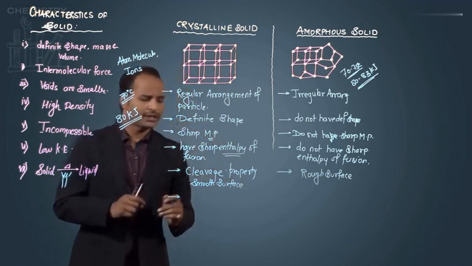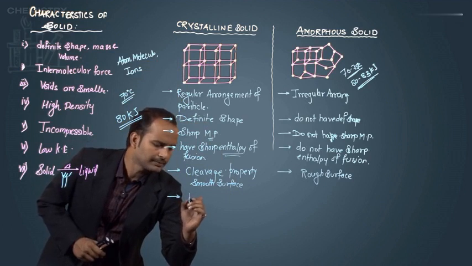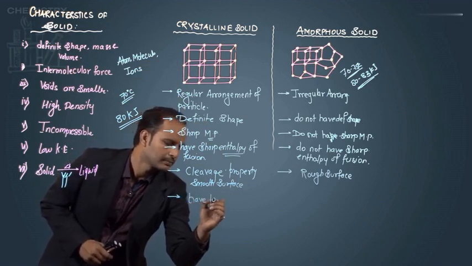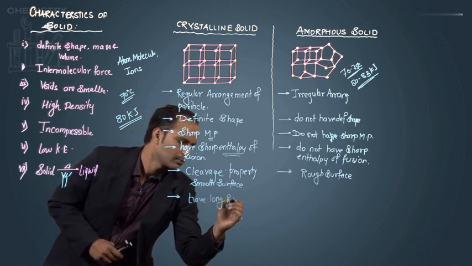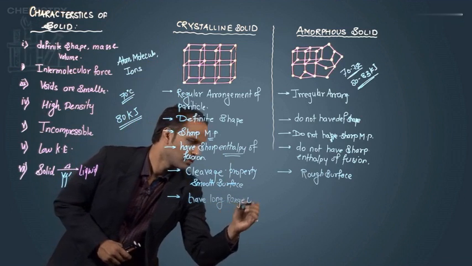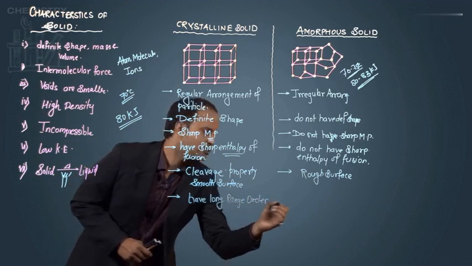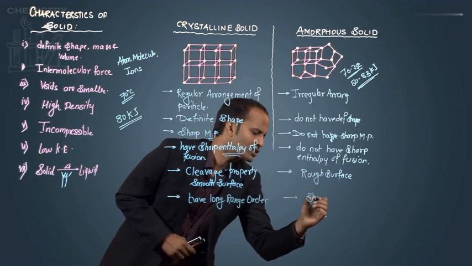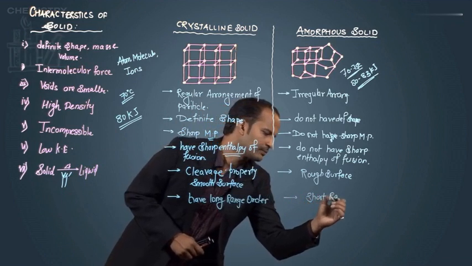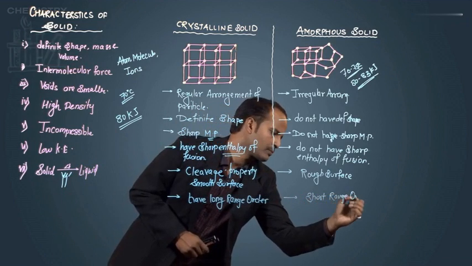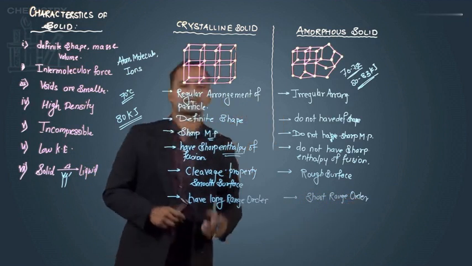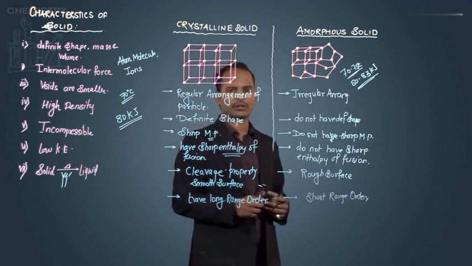The next property: the crystalline solid has a long range order, while in the case of amorphous solids, we say that they have short range order. Now, what is the meaning of long range order and short range order?